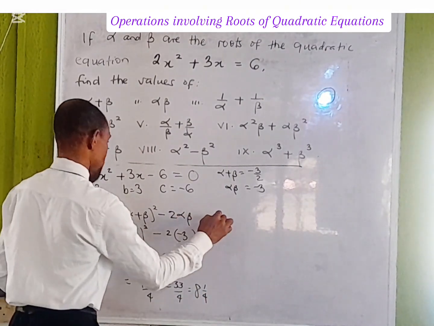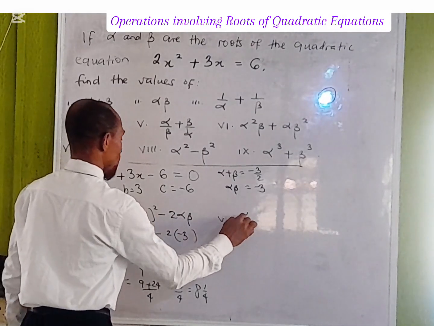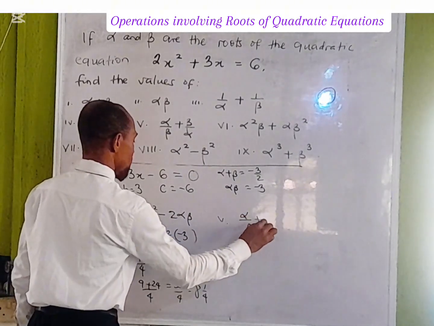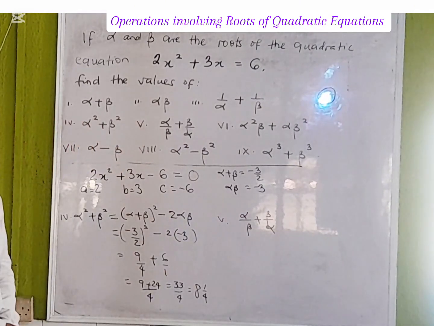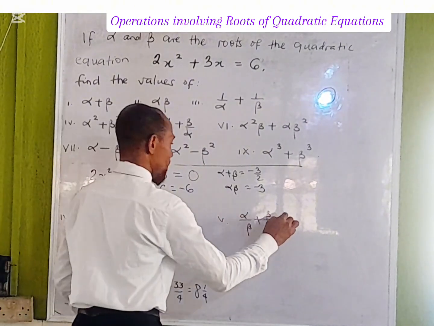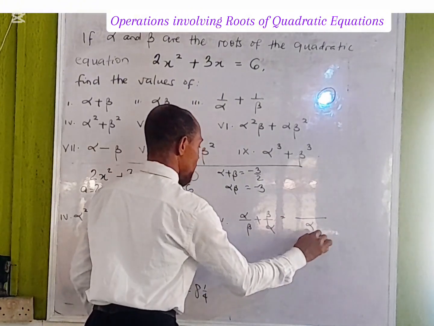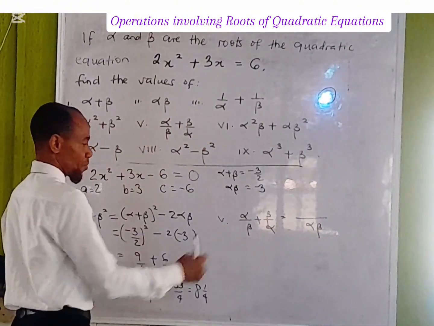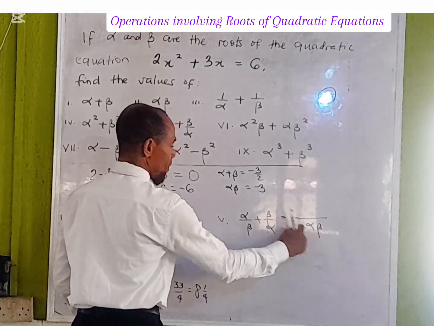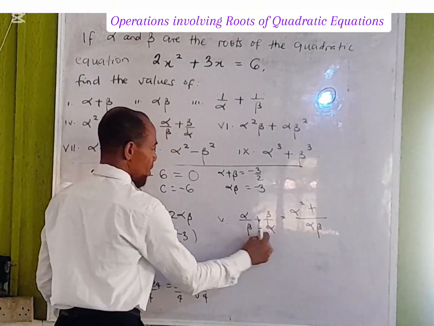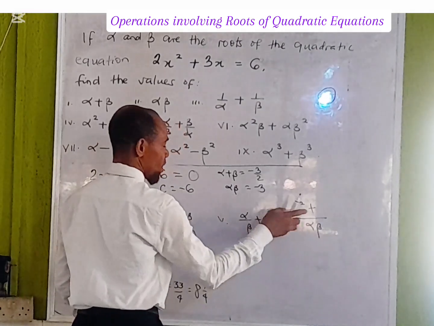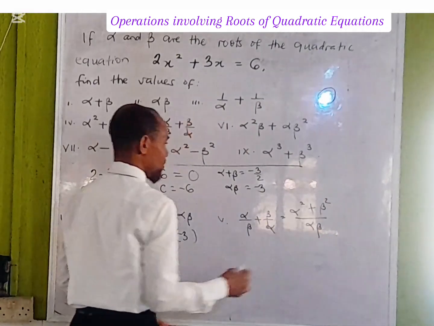Then number 5, we have alpha over beta plus beta over alpha. Again here, this is not clearly sum and product, so we have to simplify for that. We have alpha beta as LCM. Beta in alpha beta, you have alpha times alpha, alpha squared, plus alpha in alpha beta, you have beta times beta, you have beta squared.